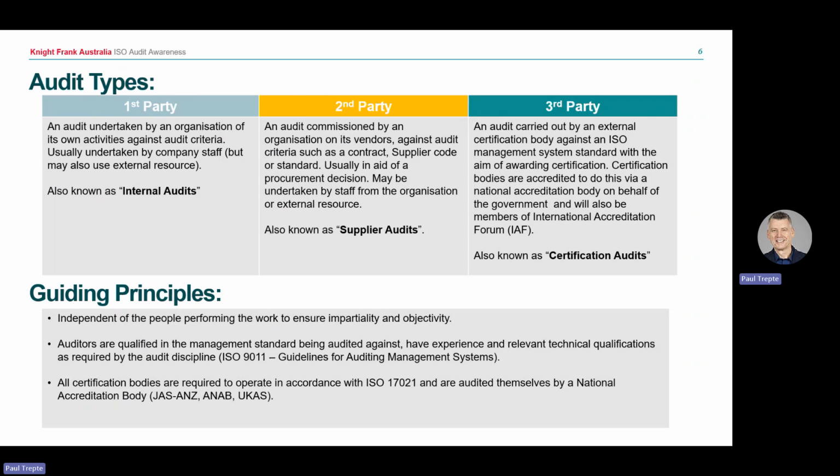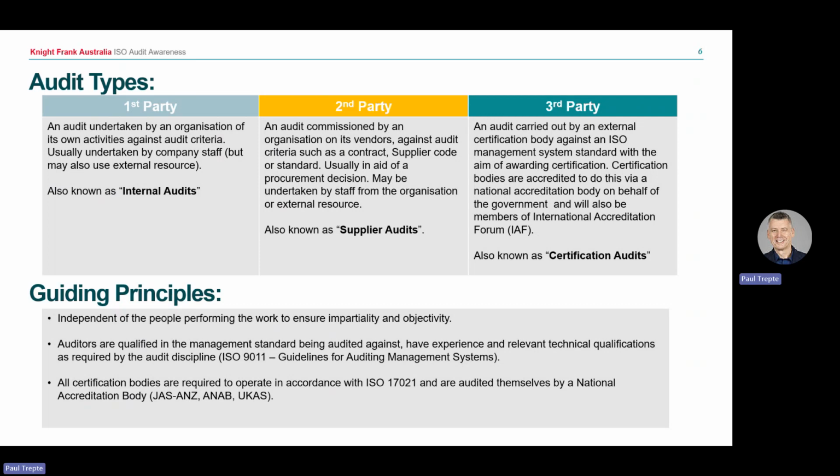Second party audits are audits commissioned by an organisation on its vendors against audit criteria such as a contract, supply code or a standard, and usually in aid of a procurement decision. Again, these may be undertaken by staff from the organisation or external resource, and these are generally known as supplier audits.